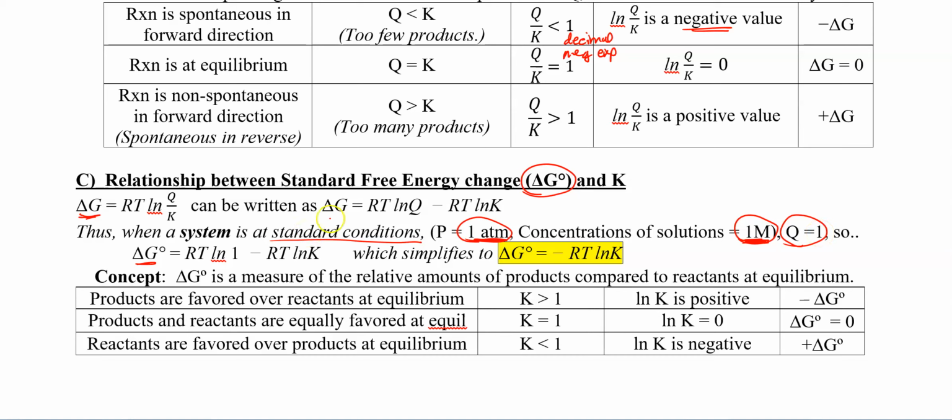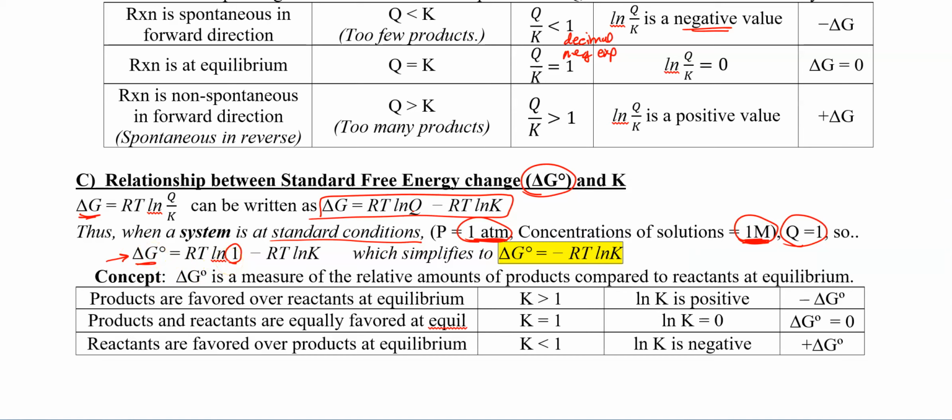So what that means is now we can plug into this equation here and just plug in a value of 1 for the Q, okay? If you plug in a value of 1 for Q, because you're at standard conditions, what we're going to do is change the delta G to delta G naught. That naught tells us that this is the delta G at standard conditions. So delta G naught at standard conditions, that Q is going to be equal to 1.